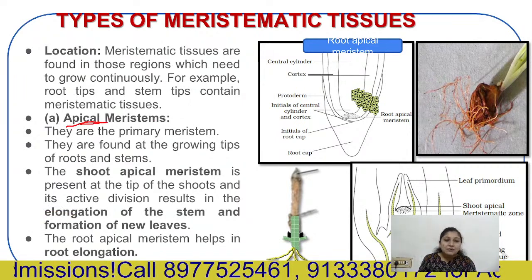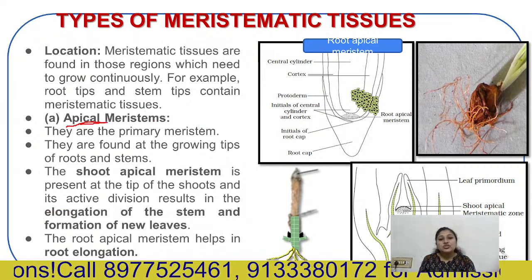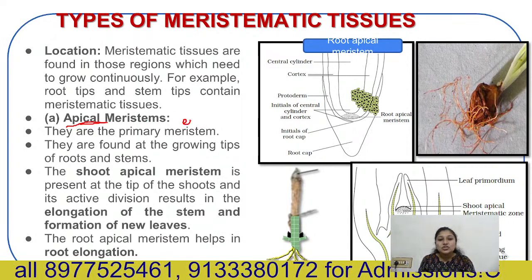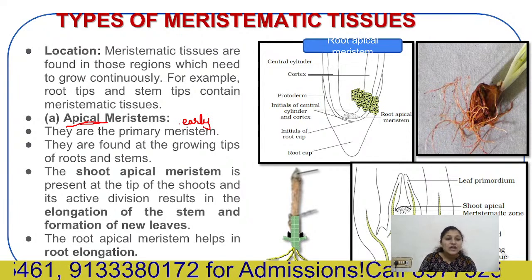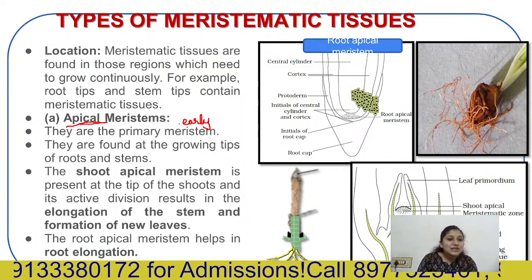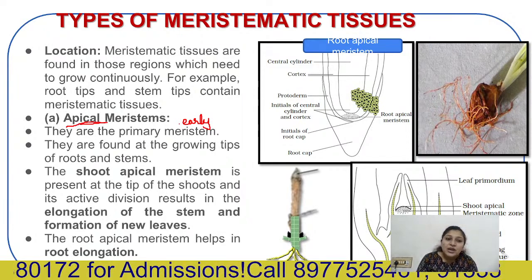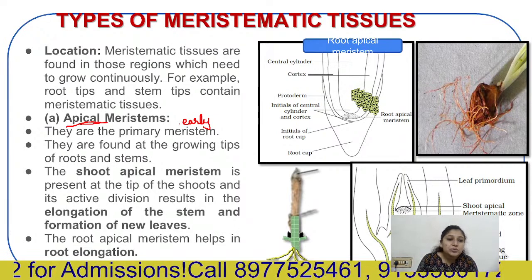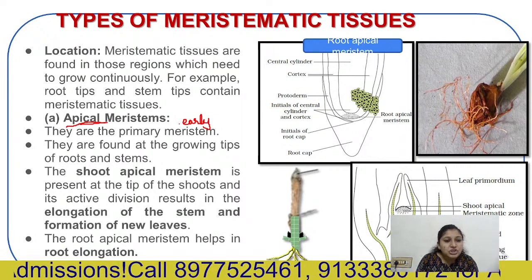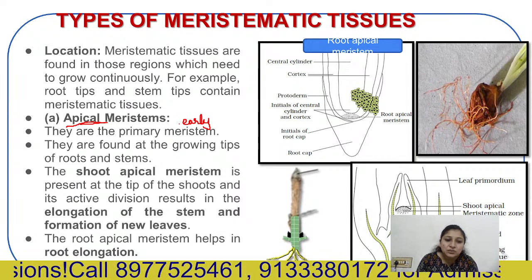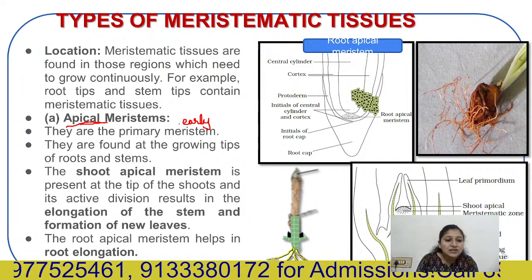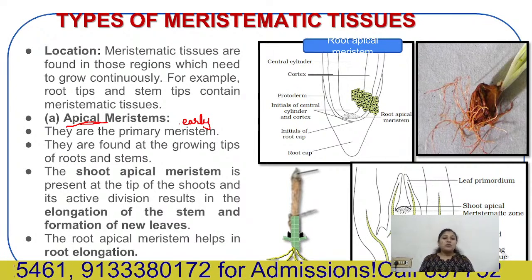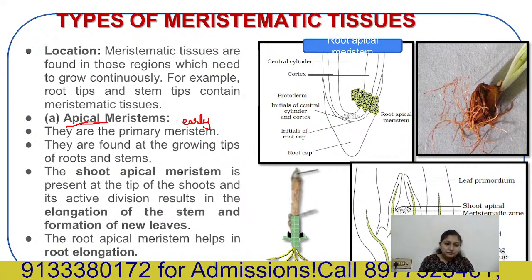They are primary meristem, that means they originate in the early stage of the life cycle of a plant. That's why they are called primary meristem, and they are found at the growing tips of the roots and stem. The shoot apical meristem is present at the tip of the shoot, and its active division results in the elongation of the stem and formation of new leaves.